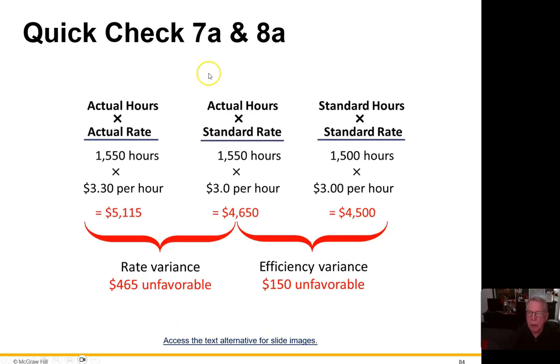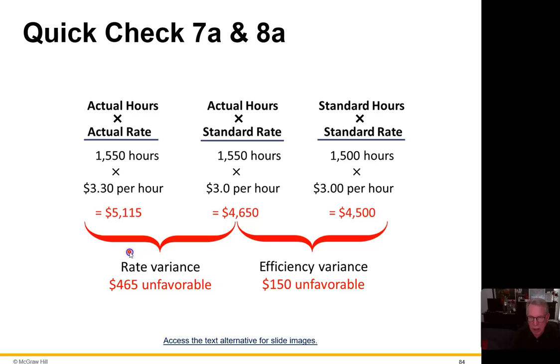Okay, now here is a much easier way, I think, to understand it. Here's our actual hours. Here's our actual total. And we divide the actual total by 1,550 to get $3.30 per hour. Over on the standard side, we had 1,500 hours, and that's the 1.5 times 1,000. And then our standard was $3 per hour. And so we can compute then our rate and efficiency variance.